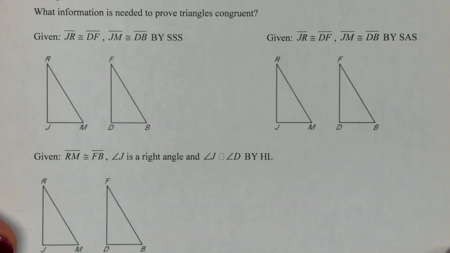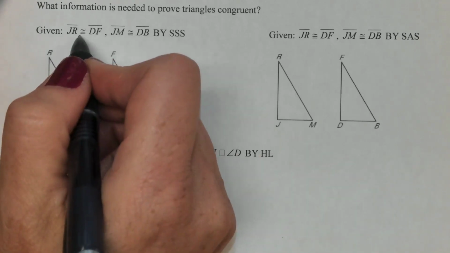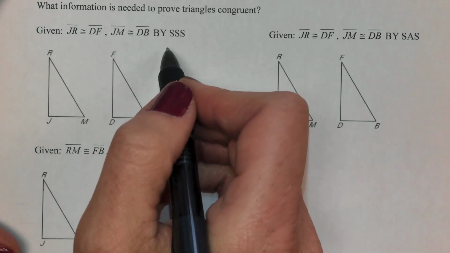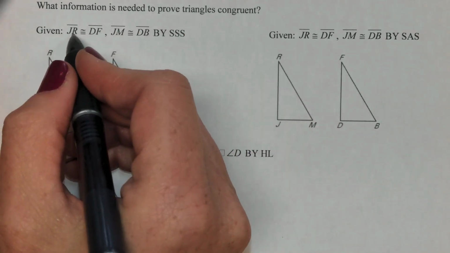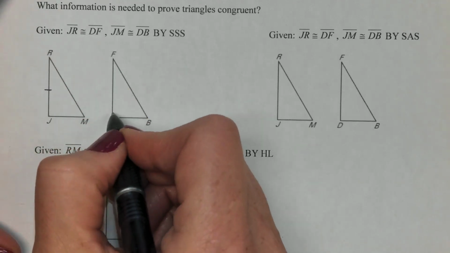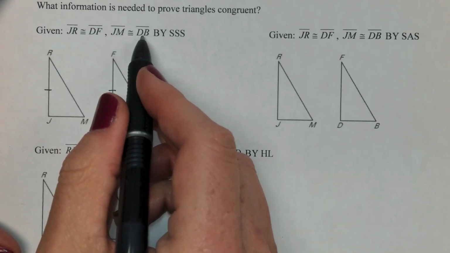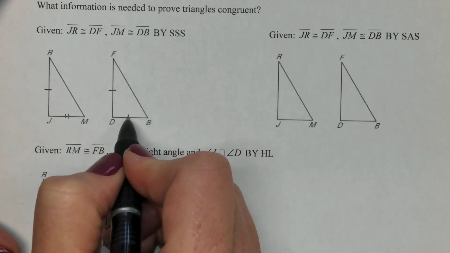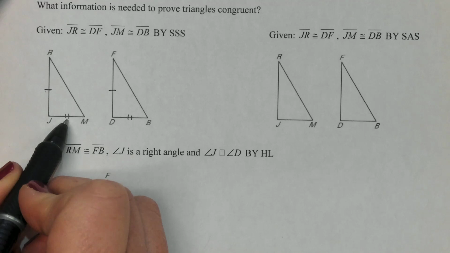Next up, it says, what information do you need to prove that the triangles are congruent? So here I have some given information, they're telling me some stuff, and then I am supposed to name the third thing I would need to be side, side, side. So let's mark JR and DF. Here's JR, that side, is equal to DF, this side. I know that JM is congruent to DB, so J to M is congruent to D to B. Remember, we want to give those different marks because I don't know if these guys are the same size.